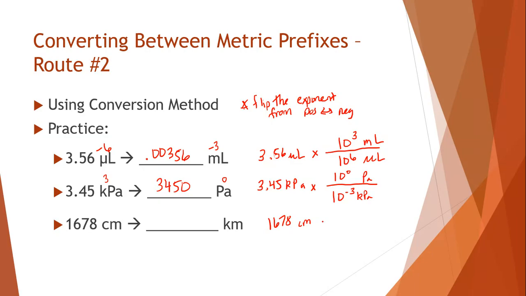The last one is 1,678 centimeters, and you want to try to get to kilometers. So centimeters is going to go to the bottom, kilometers is on top. Again, centimeters is typically a -2, so we want to flip that sign and it becomes a +2. Kilometers is typically a +3, so we're going to flip that and it becomes a -3. And when you put this in your calculator, you still get the same answer, 0.01678. I don't care which way you do it, using this method or the conversion method, whichever one makes sense to you.